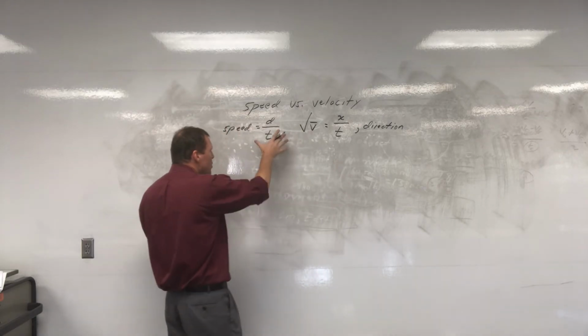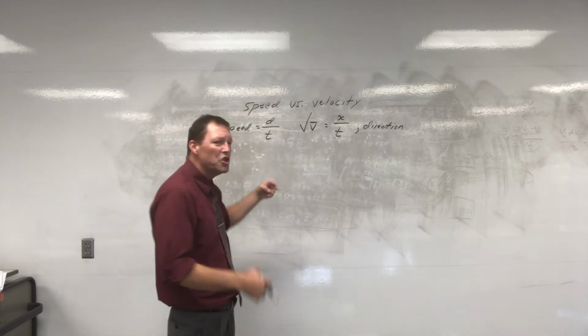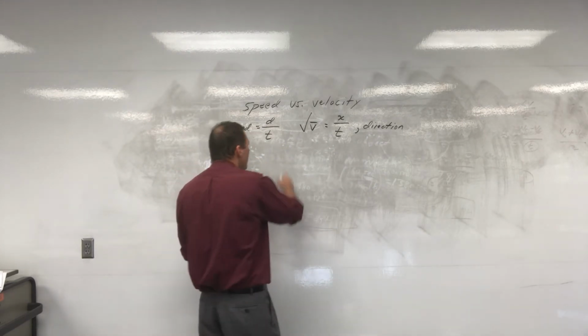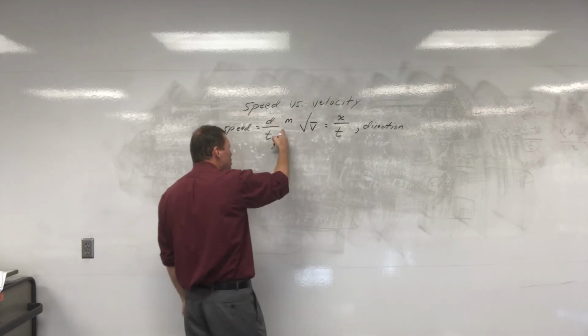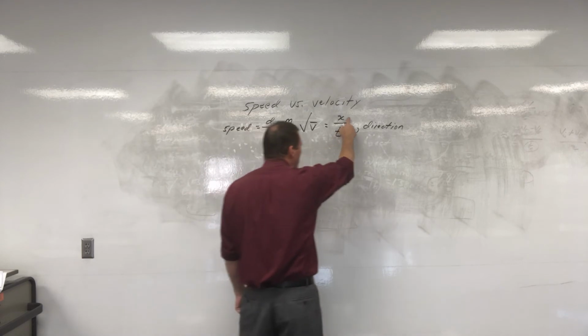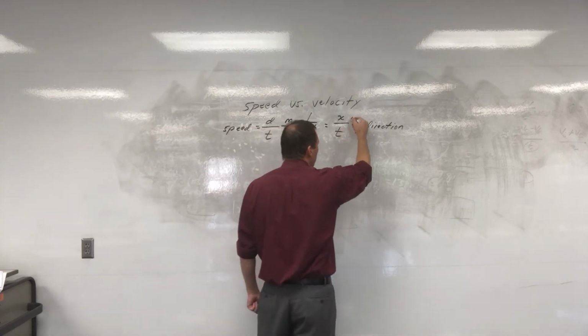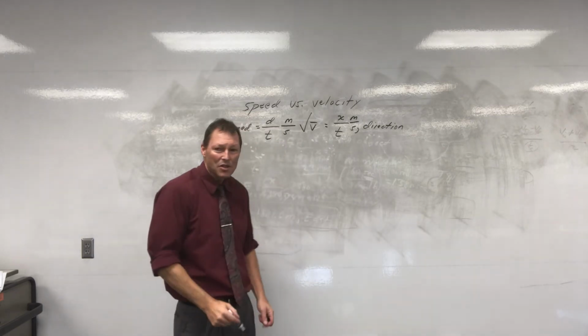All right. So that's the difference between speed and velocity. Now in both cases, the units are going to be the same. The units for distance are going to be meters, and the units for time are going to be seconds. And the same thing goes for displacement. The units are meters, and time is going to be seconds.